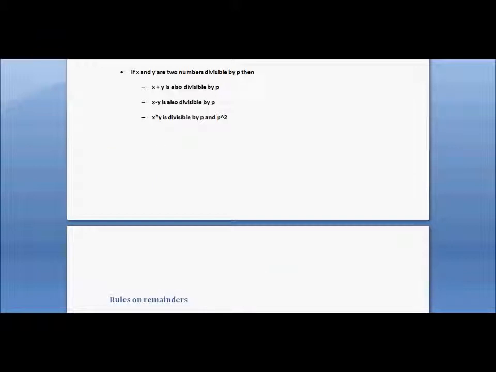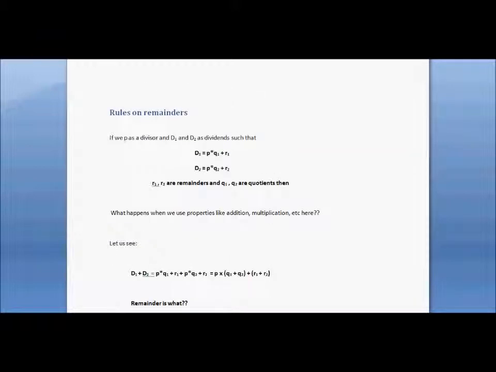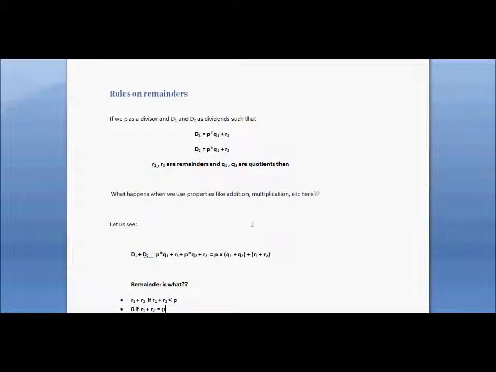The more important and more pertinent properties are of remainders, the rules of remainders. So if we have p as a divisor, d1 and d2 as two dividends, such that we get q1 and r1 as quotient and remainder in the first case, and q2 and r2 as quotient and remainder in the second case. What would happen when we use operations like multiplication, addition, subtraction in this? Let's see. Let's add d1 plus d2. What we would get is p multiplied by (q1 plus q2) plus (r1 plus r2).